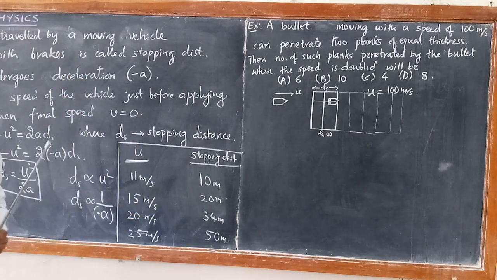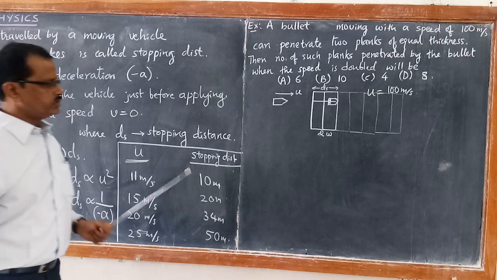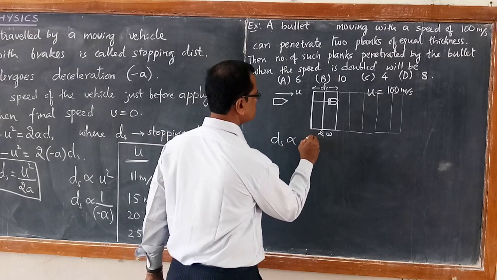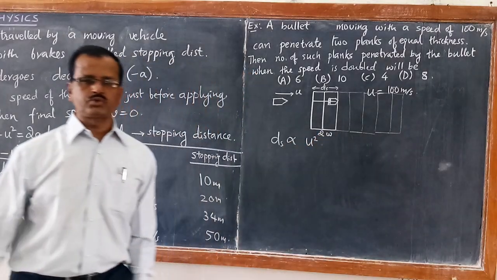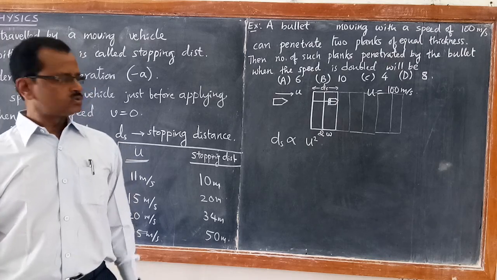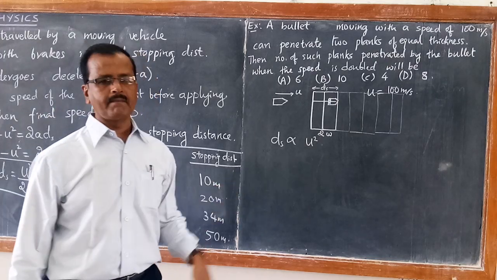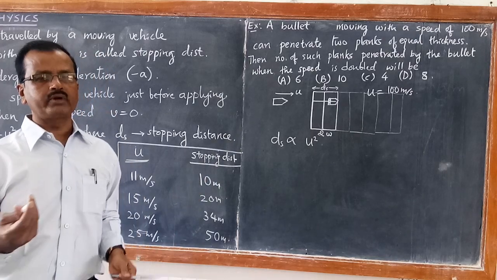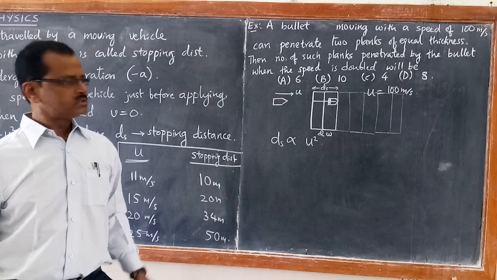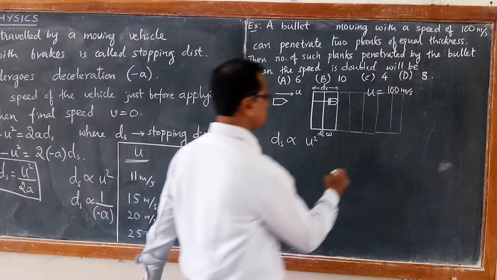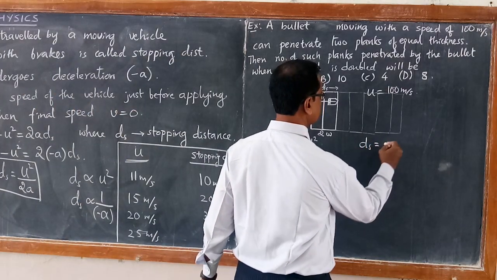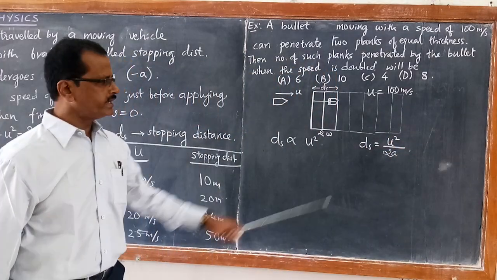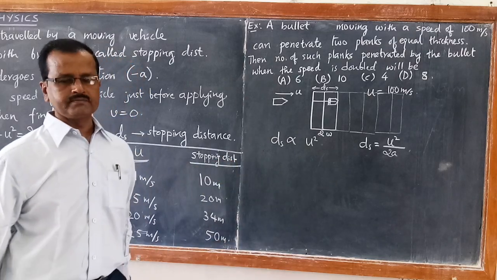Now, after understanding this concept of stopping distance, you know stopping distance is directly proportional to the square of the initial speed. So, if the initial speed is doubled, then what happens to stopping distance? Stopping distance becomes 4 times. So, that is the important thing. If you remember this equation, we know that stopping distance ds is equal to u square upon 2a, where a is the retardation, u is the initial speed.